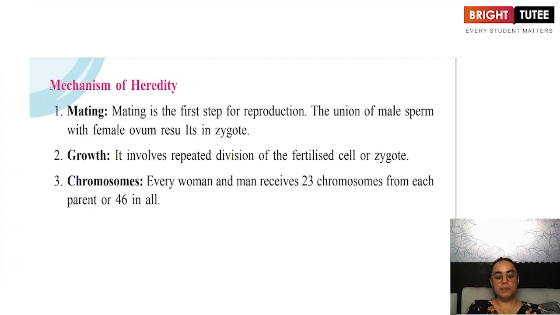Now let us learn the mechanism of heredity. So what is the mechanism? How does this heredity, the entire functionality of heredity work? The first and the foremost thing is mating, as I told you. It is the first step for reproduction. This is the union of a male sperm and the female ovum. The result of it is a zygote. So when the male sperm meets the female ovum, the result of it is a zygote. So this is the first step. Without mating, there can be no reproduction that can take place.